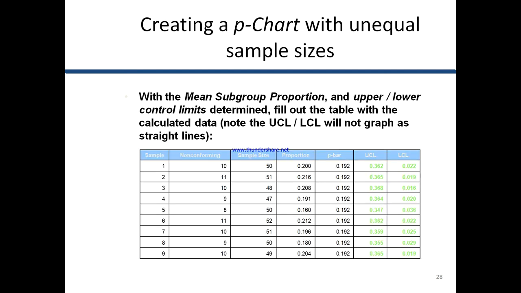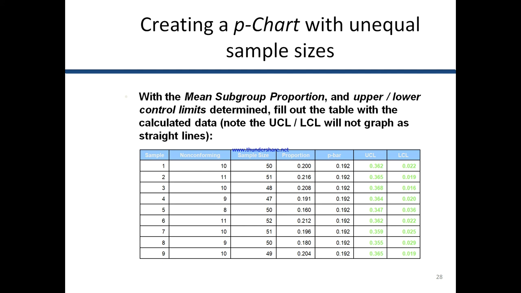What we have to do is, when you construct the P chart with unequal sample sizes, you have to draw the central line using 0.192, the same as before, and you have to plot the upper control limit values and the lower control limit values to get the upper control limit line and the lower control limit line.